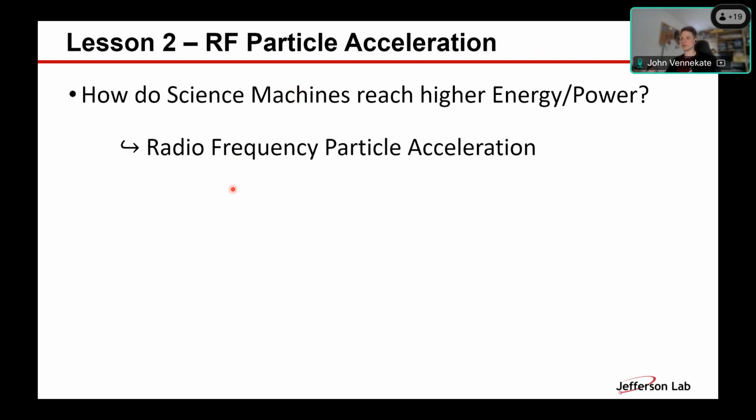So the machines you've seen before are DC, direct current, normal conducting machines. I'm not going to emphasize normal conducting too much because radio frequency can also be normal conducting in its start. But they're DC machines where you put a high voltage to accelerate those electrons, and then you're limited at some point in how high you can go with your voltage. The radio frequency principle for particle acceleration is based on so-called cavities.